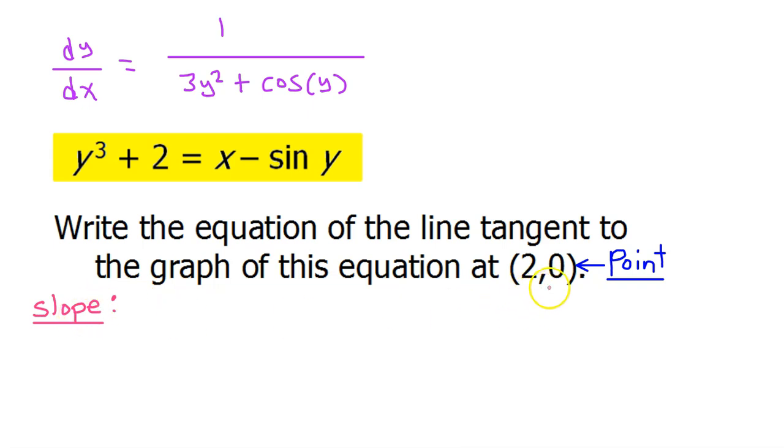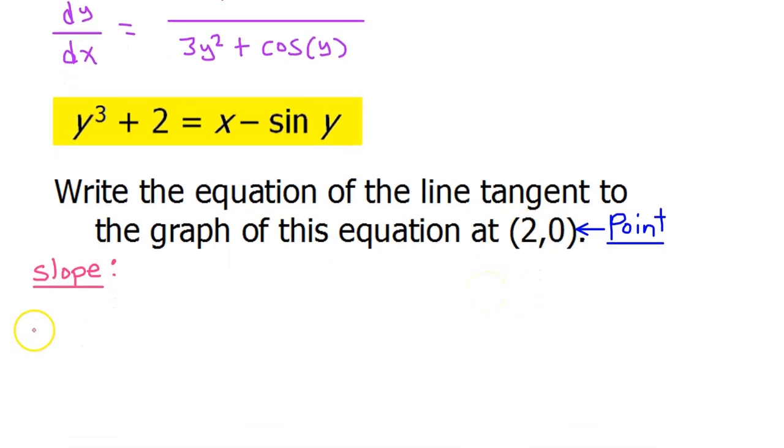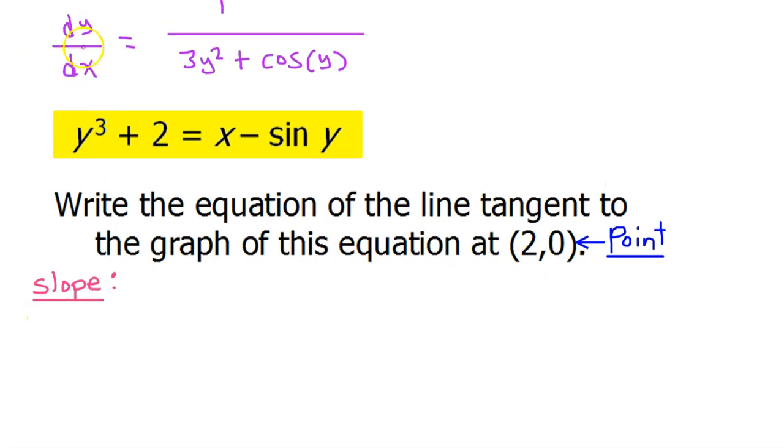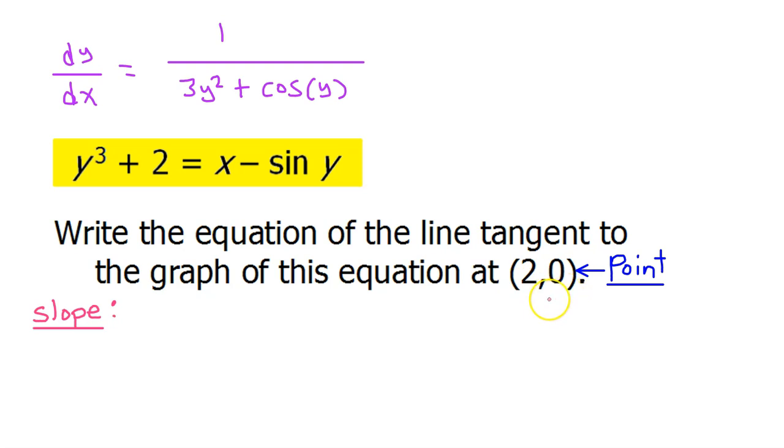Well, they gave us the point. The point of tangency is 2, 0. So all we need is the slope. In calculus, the slope comes from the derivative. So this expression will give us the derivative at any point, including the point 2, 0. Now, be mindful of your notation. We are going to evaluate this derivative at the point 2, 0.